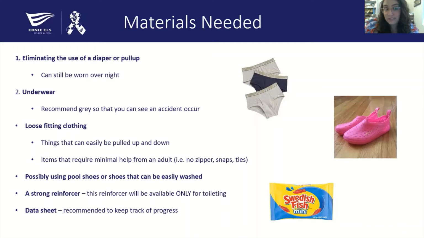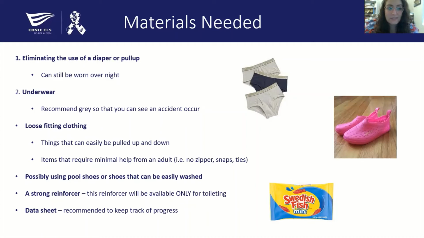Then we want you to get some underwear. It's recommended to get light colors like gray so that you can see the accident occurring, or potentially, if you're home and you're safe, you can let them walk around without underwear on. We do recommend having underwear on if you are moving around a lot and you have things to do, just so that you can visually catch it when it's about to happen, because you can see it in the underwear.